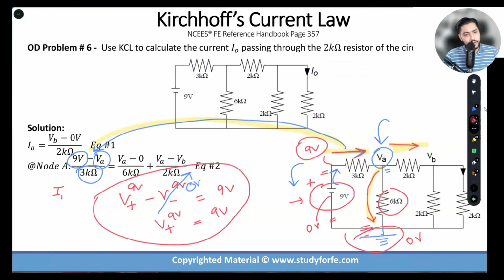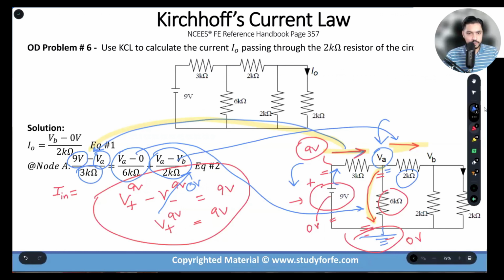So that's my current in, right? What is my current out? My current out is VA minus 0 divided by 6K, right? VA minus 0 divided by 6K. So that's this guy, right? Do you guys agree that that's the case? Okay. Any issues with this, guys? And then the current that is passing through the 2K is simply going to be VA minus VB divided by 2K. That's this guy. Correct?